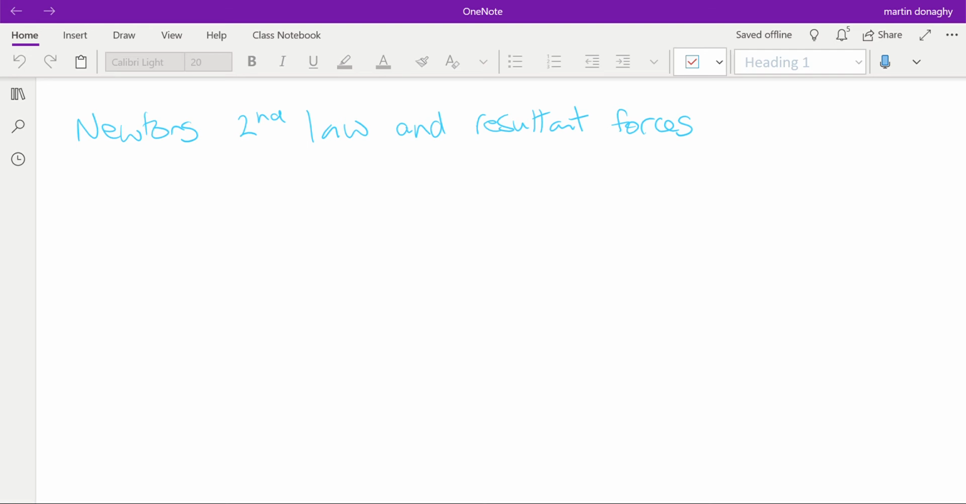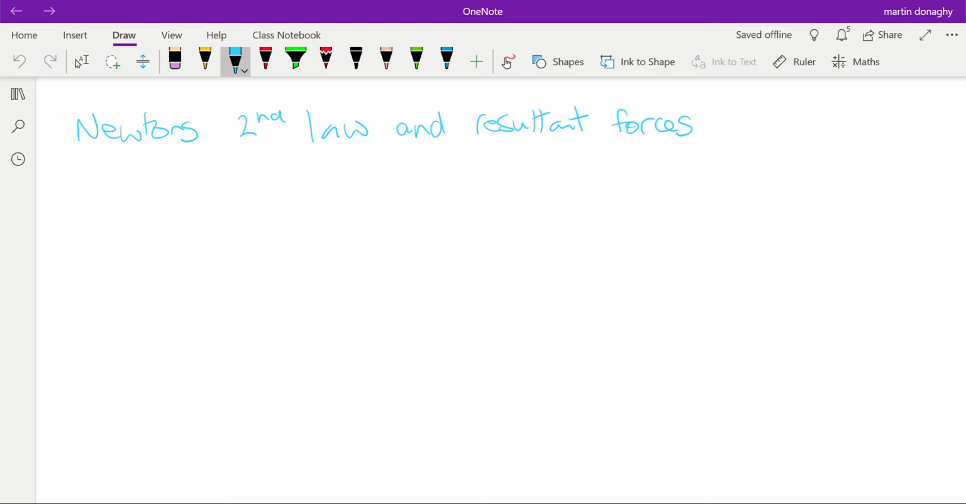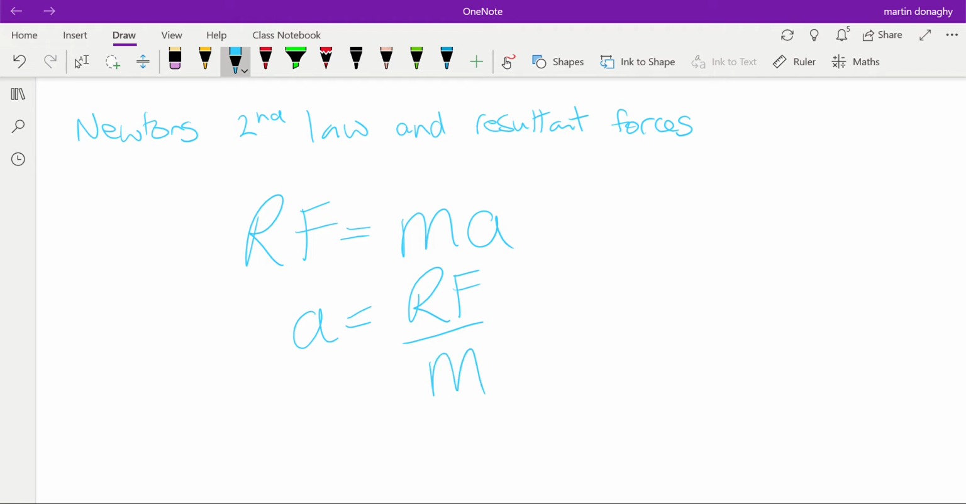Okay, we're just at the start of this lesson. We're going to recap what we've done the past couple of lessons and link what we have learned about resultant forces to Newton's second law. Newton's second law is simply written as: resultant force equals mass times acceleration. We can rearrange it to give that the acceleration is the resultant force divided by mass.